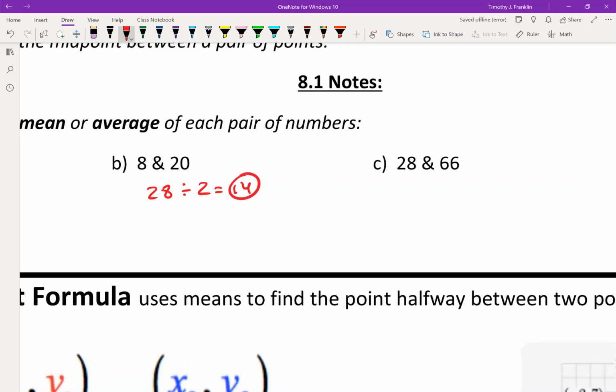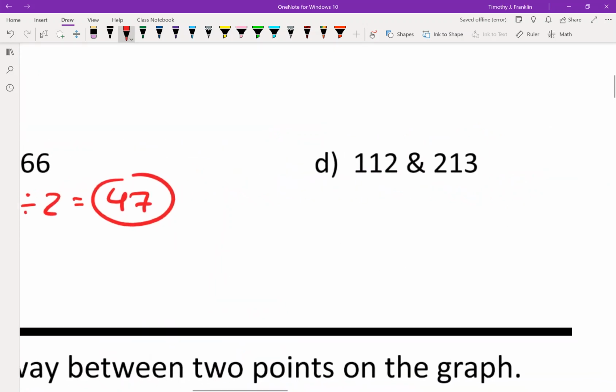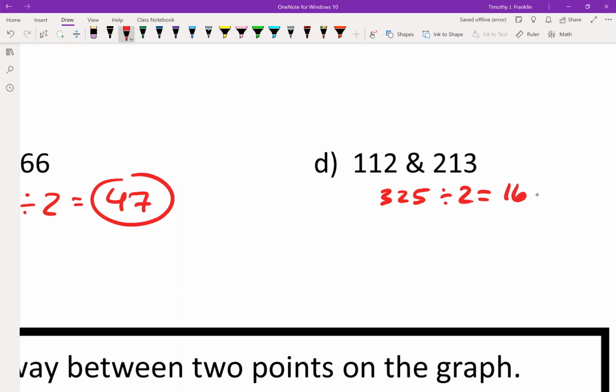And 28 and 66, those add up to 94, divided by 2 is 47. Okay, so again, there's one more. 112 and 213 is 325. Now, when you divide that by 2, it's not an even number, but that's okay. We get 162.5.